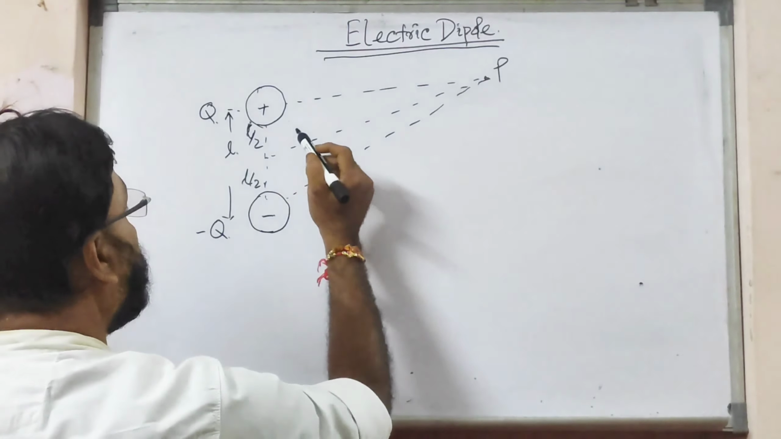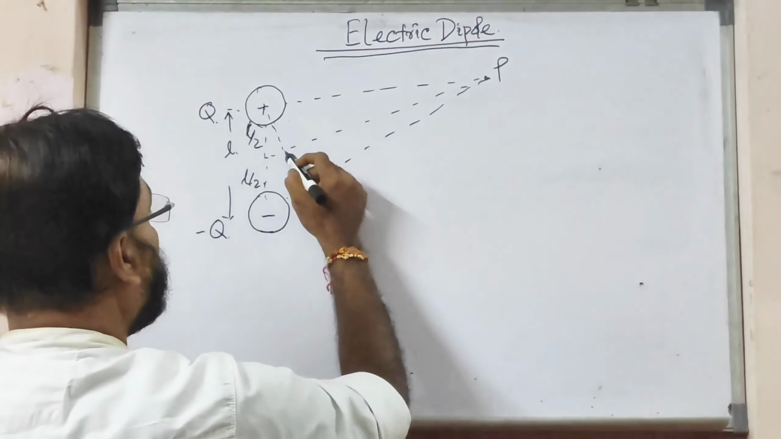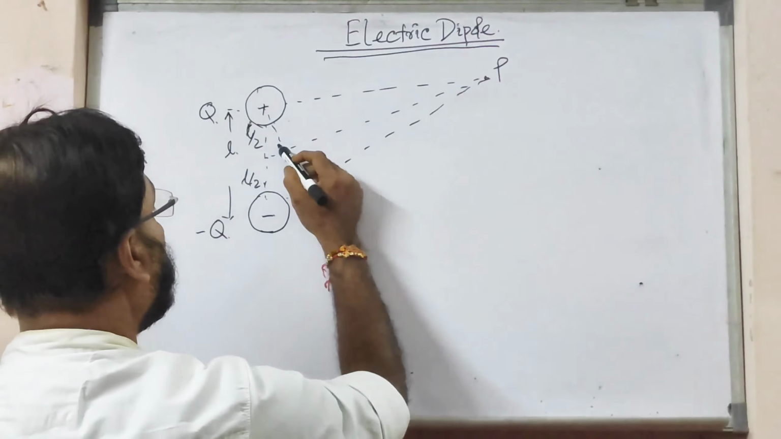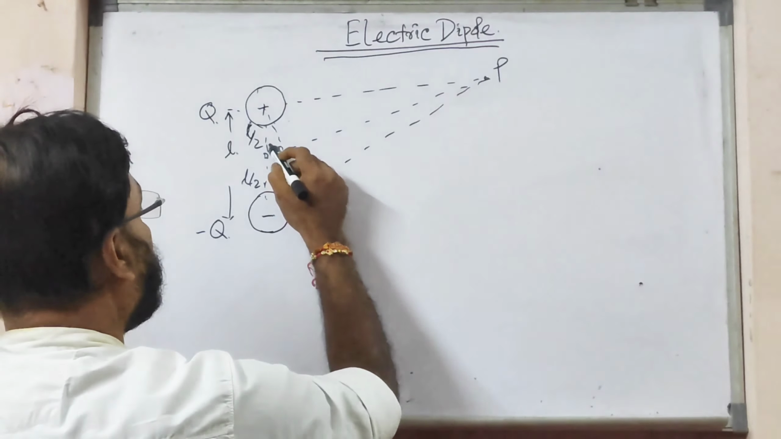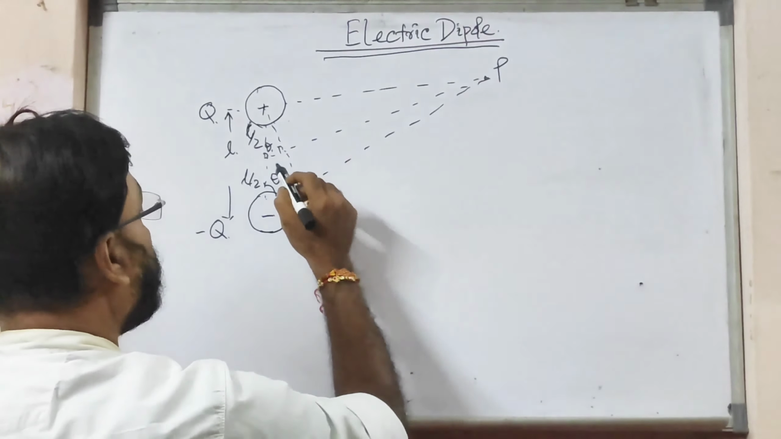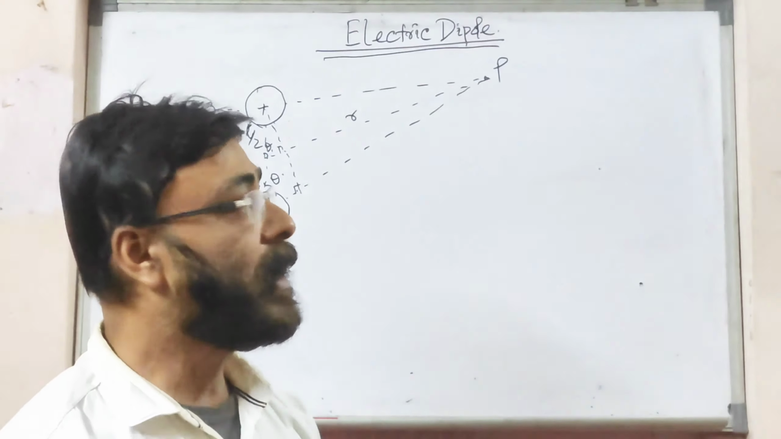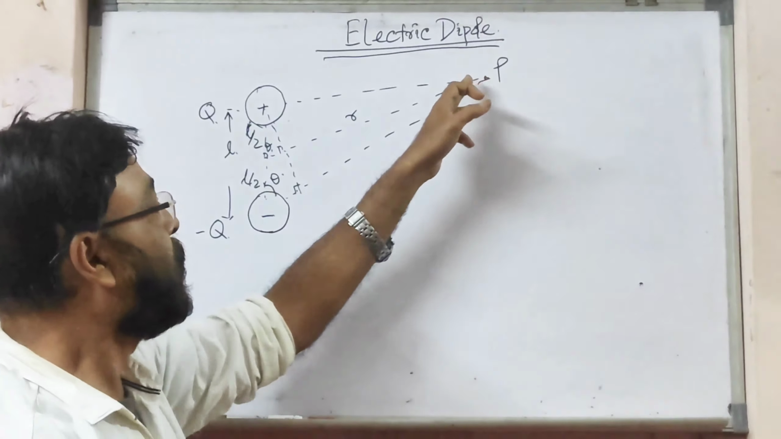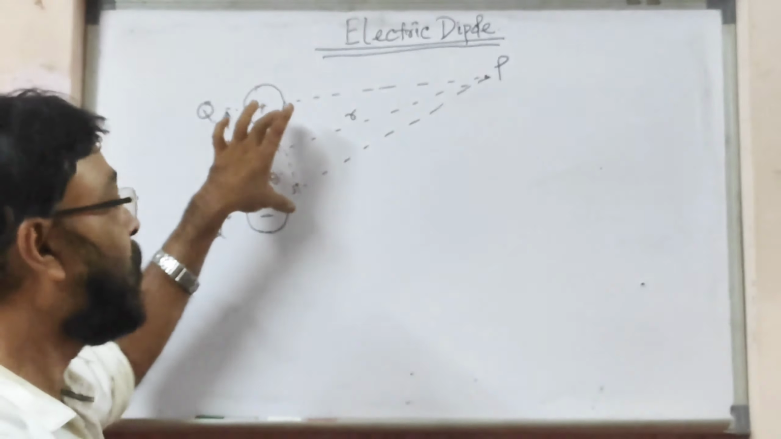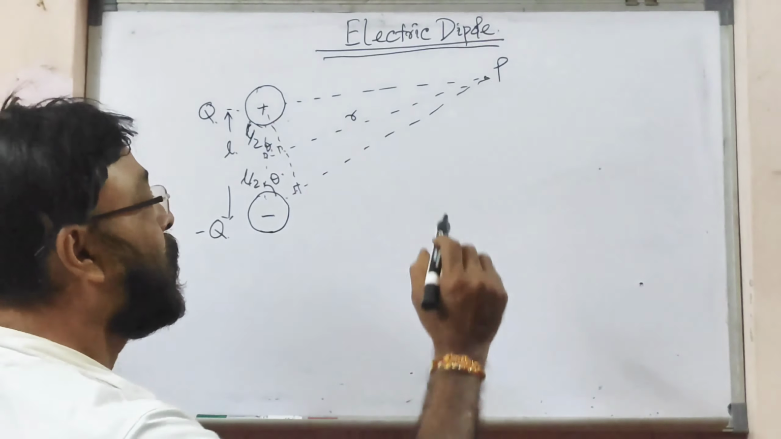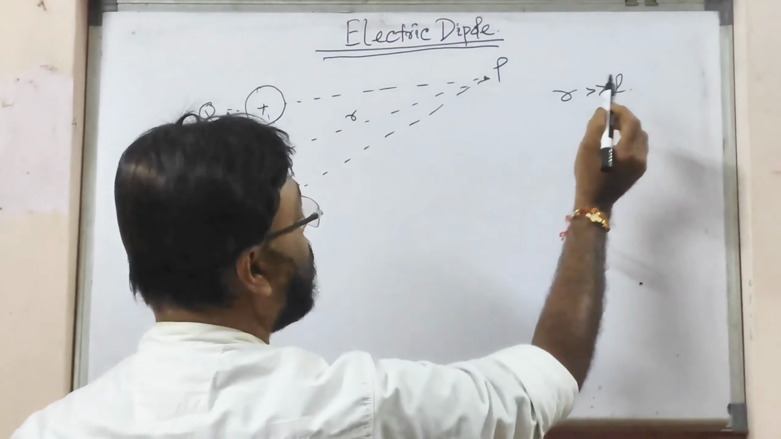Now you see, suppose we drop a perpendicular here. This is 90 degrees, this is 90 degrees. Let this angle be theta, and this one will also be theta. Now, the point of interest in comparison with the distance between the two charges is very much large. That means this R is much greater than L.